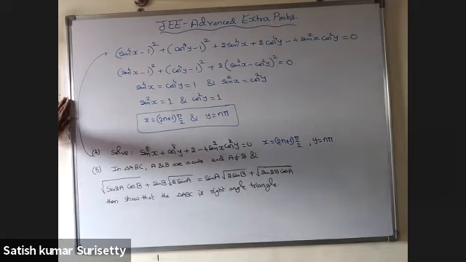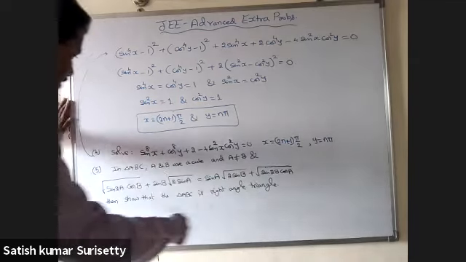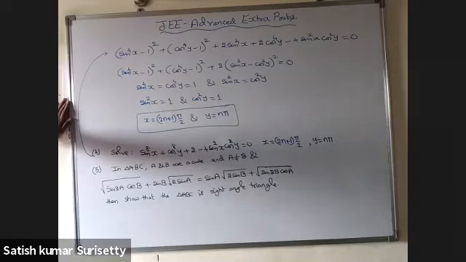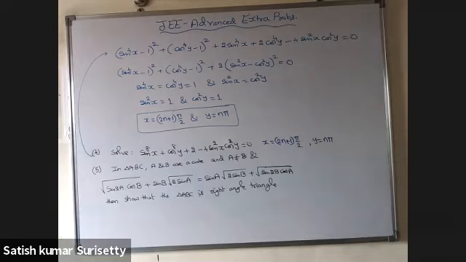Now, the fifth problem: you bring all the terms to the left side and write sin 2A as 2 sin A cos A, sin 2B as 2 sin B cos B, and try to take common factors and simplify. Then you can find that one angle is a right angle.